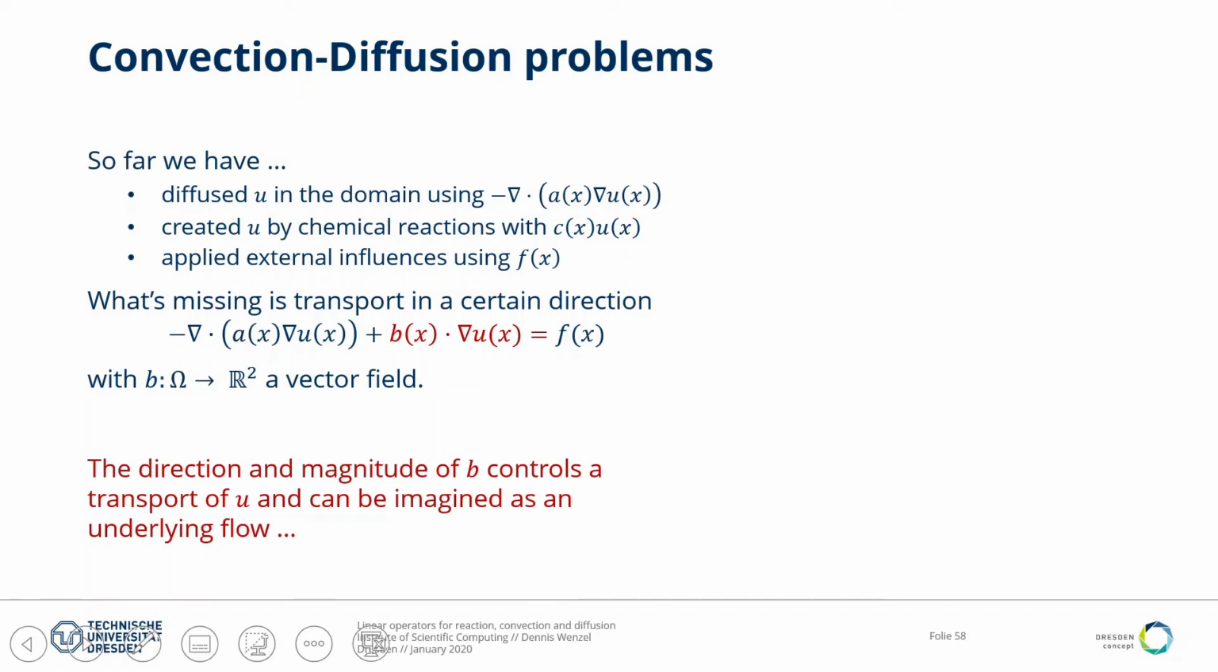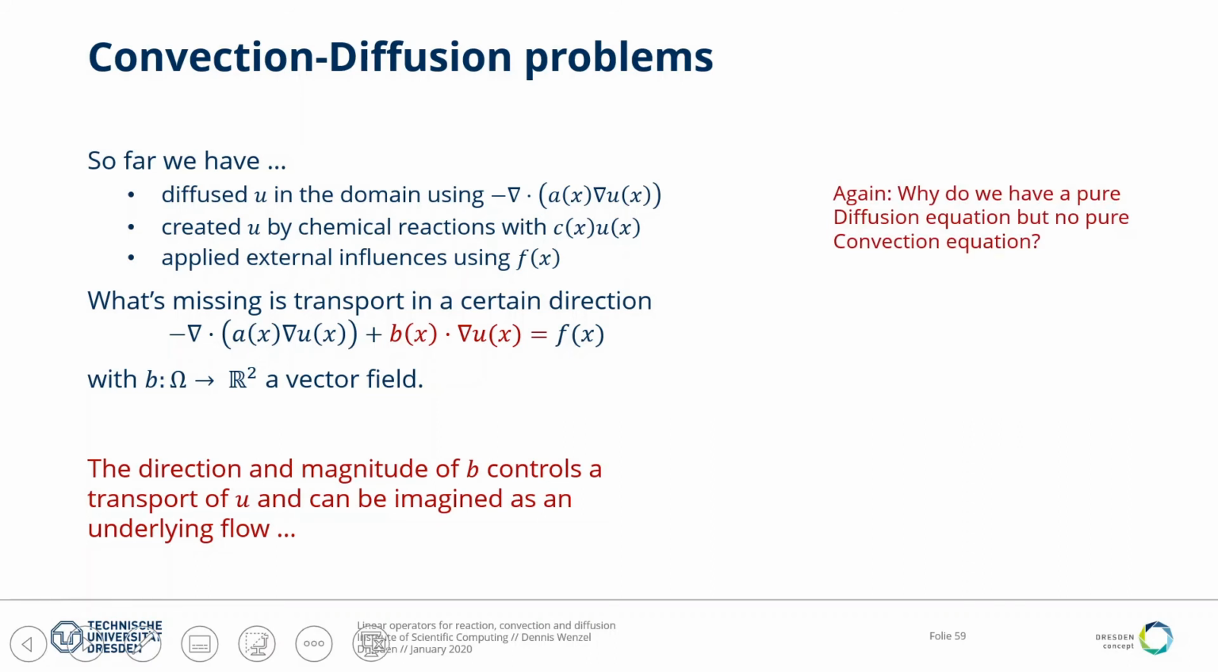And then the direction and magnitude of b control the transport, and it can be imagined as an underlying flow. However, this is not capable of modeling complex flows, for example with turbulence, like Navier-Stokes can. This is just very basic flow. If you want to imagine this, you should maybe imagine a very steady stream in a certain direction, or maybe wind pushing your quantity.